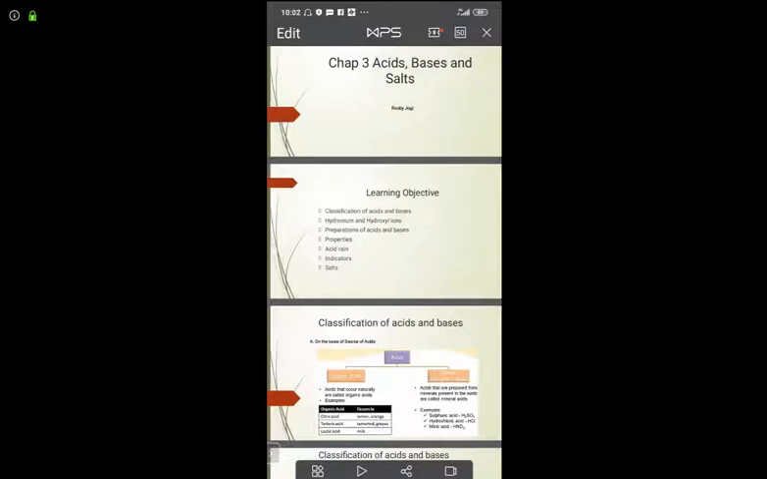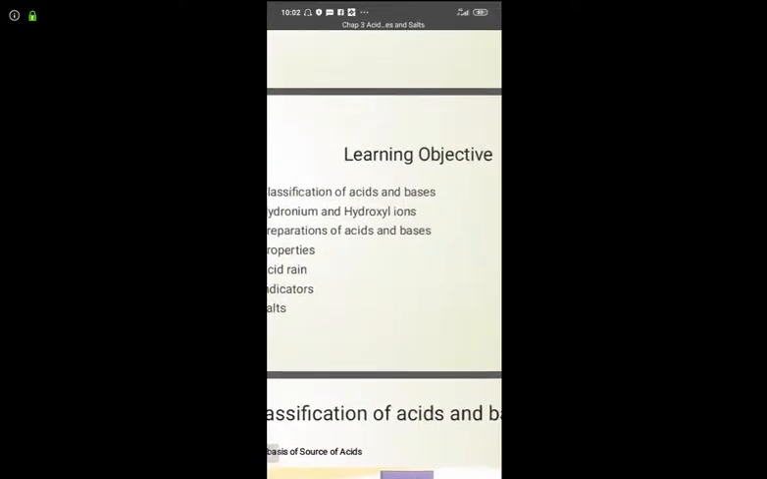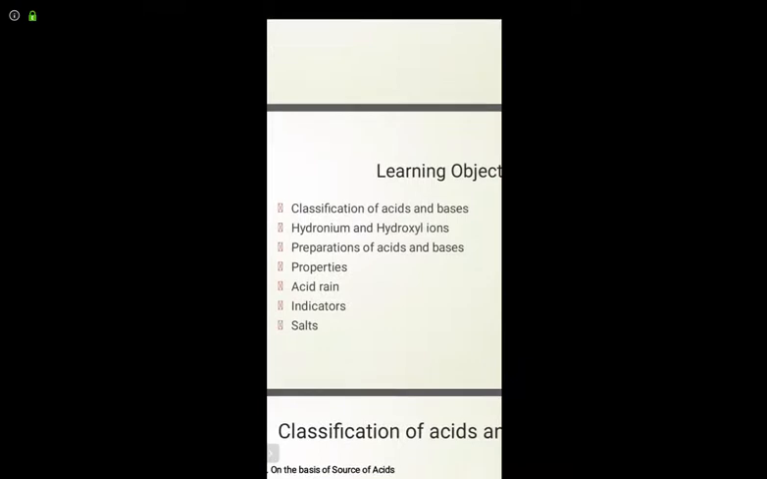Now are you seeing the screen? For that, the main one is the classification of acids and bases. Today I think we can learn that much only. Then it comes hydronium and hydroxyl ions.